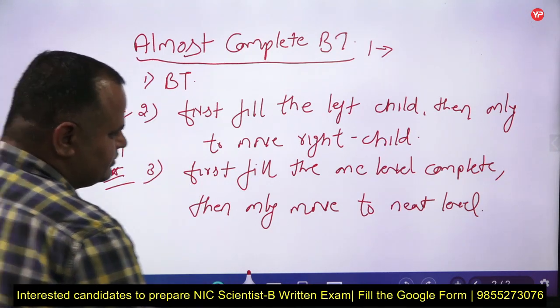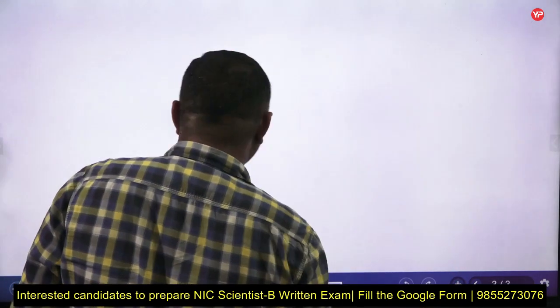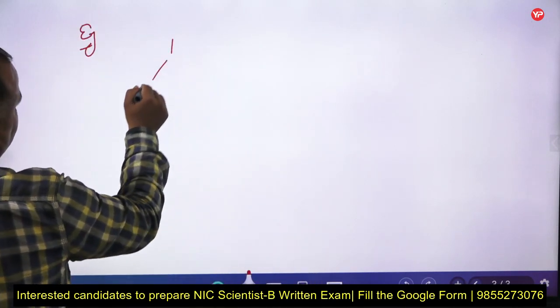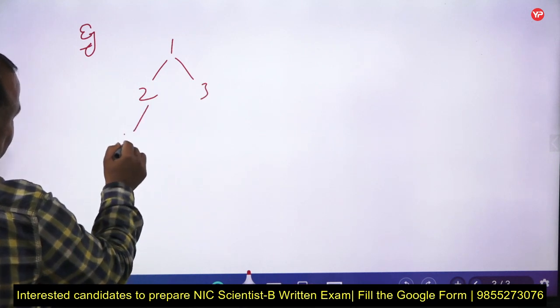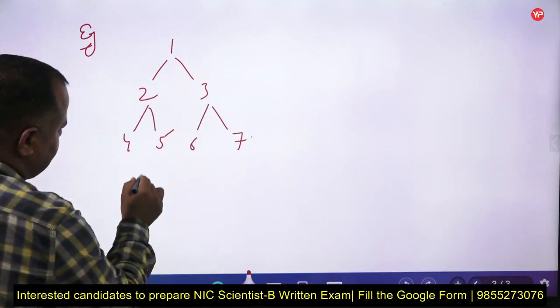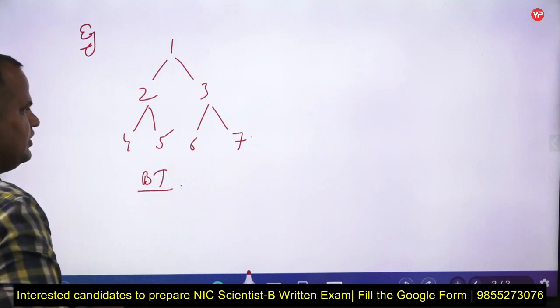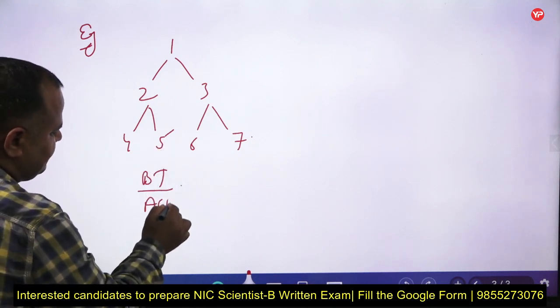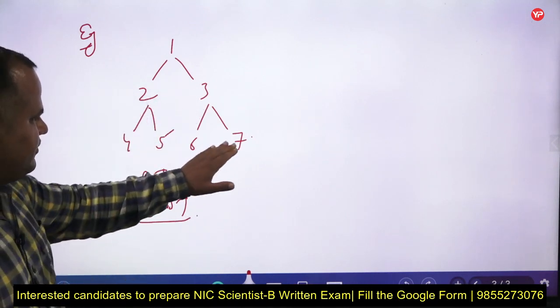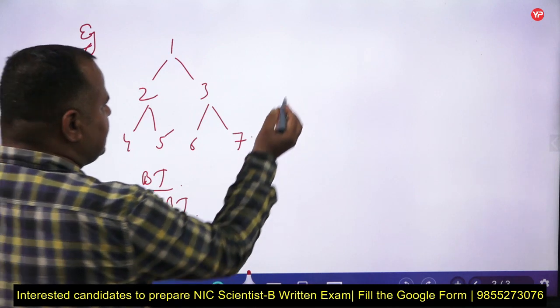Okay, now if we talk about some examples related to almost complete binary trees, can you tell me, is it a binary tree? Yes, first of all it is a binary tree. So is it an almost complete binary tree? Yes, it is an almost complete binary tree. Why? First fill the left child, then only we move on to the next level.